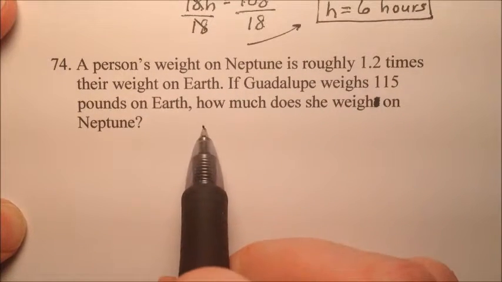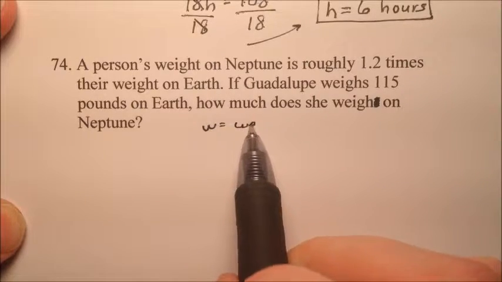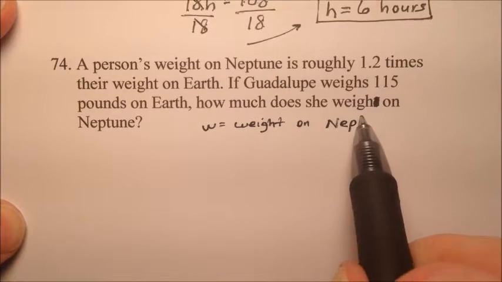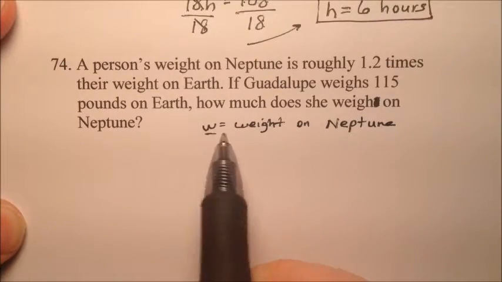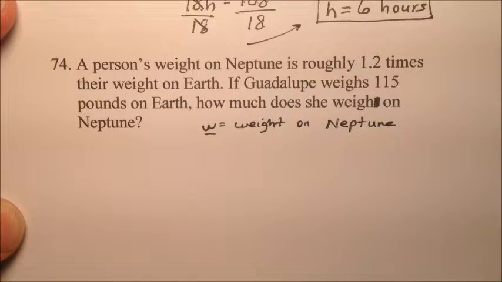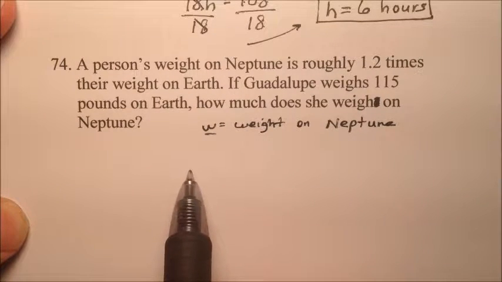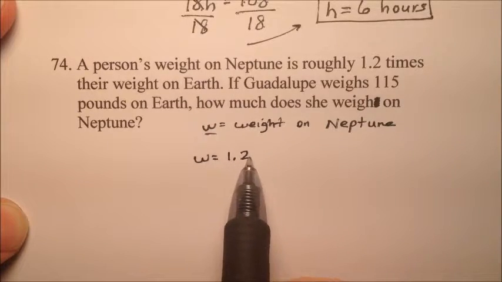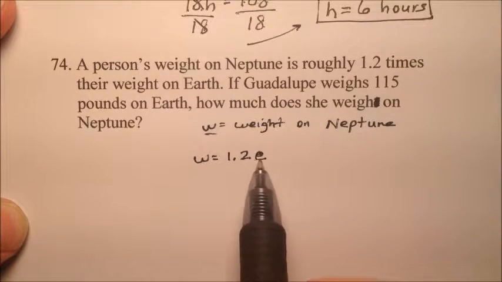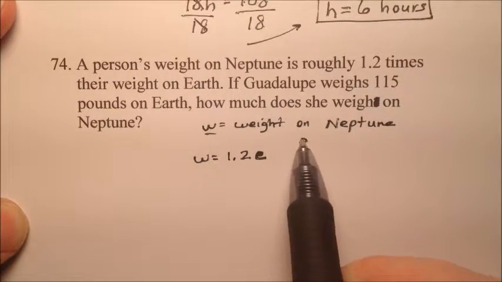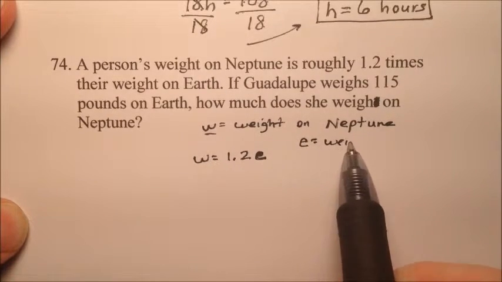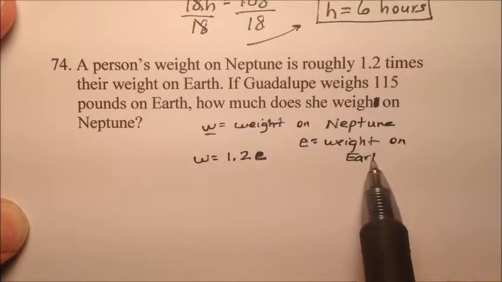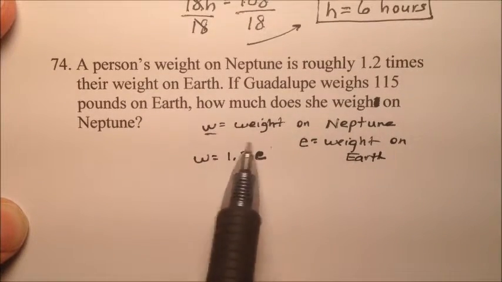Well, okay, so we're going to use W for weight on Neptune. And that's what we're going to solve for here. So W is what we want to find. So we know that the weight on Neptune is going to be 1.2 times the weight on Earth. So we can kind of put an E for Earth. We could also define that if we wanted to. E equals weight on Earth. Okay, so we've got our equation here.